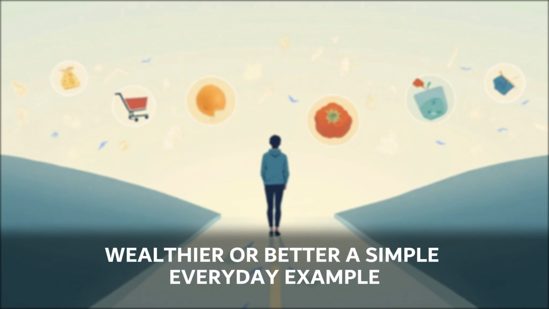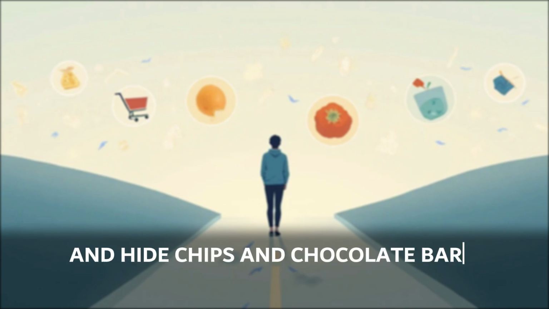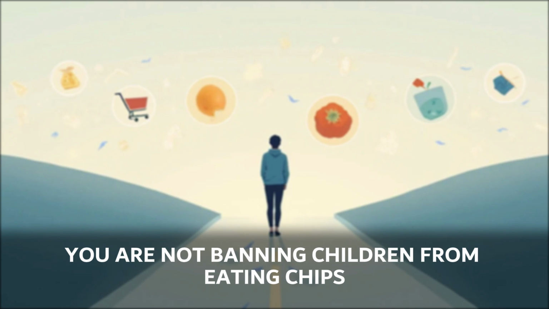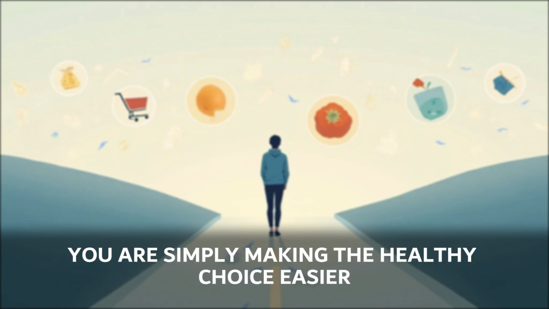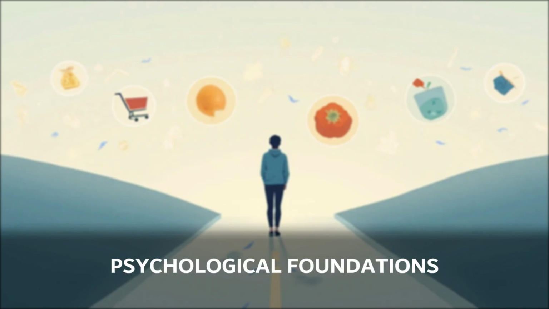A simple everyday example. If you place fruits at eye level in a school cafeteria and hide chips and chocolate bars on a high shelf, you are not banning children from eating chips. You are simply making the healthy choice easier and more attractive. This is a nudge.